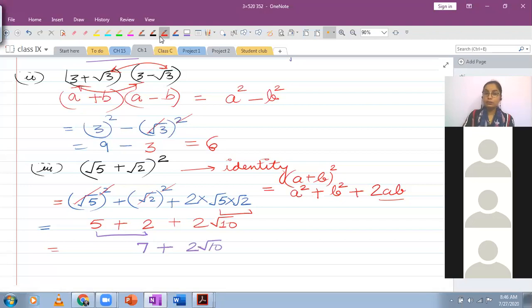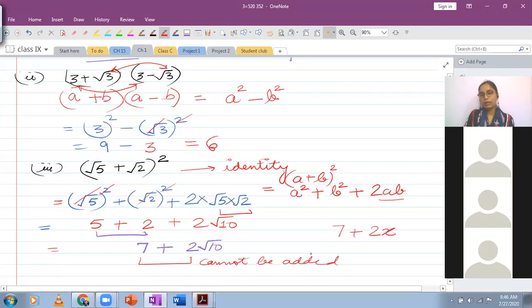Now, the thing which happens, sometimes the students add these two. These cannot be added. Think of it like 7 plus 2x. This will stay as such. So root 10 is an irrational. I've written that as a variable. So this cannot be simplified. Don't write down 9 root 10. Don't add these and make 9 root 10. This will just stay the way it is right here. All right.